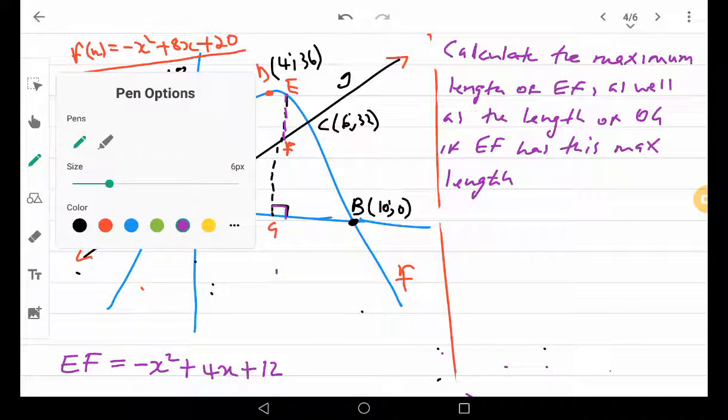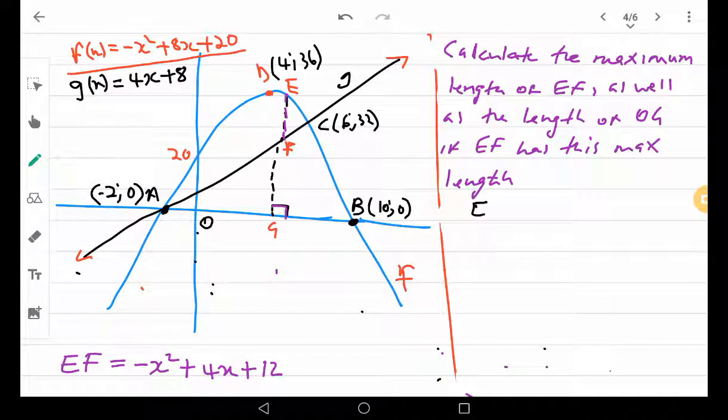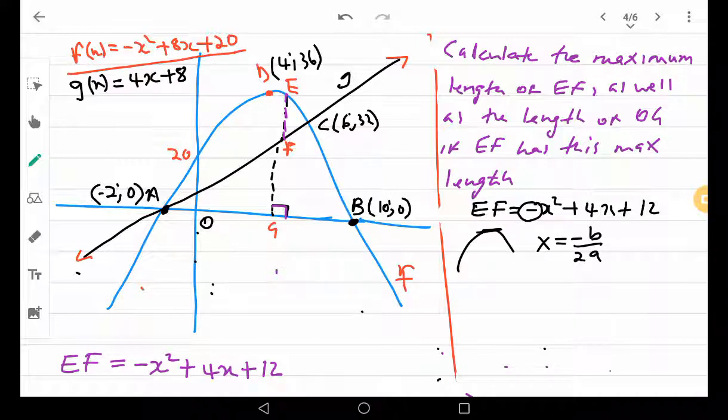So EF here is the expression: the graph that is above minus the graph that is below, which is minus x squared plus 4x plus 12. We have the maximum length, so we are looking for the turning point. We can complete the square. Here a is negative, so we want a maximum. For the maximum, x is equal to minus b over 2a.